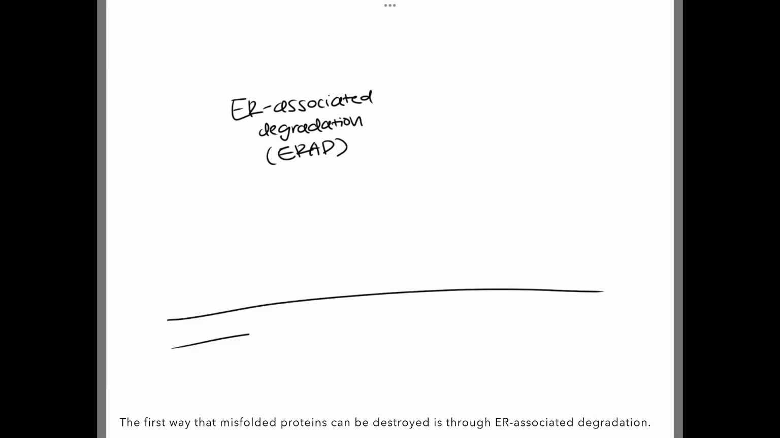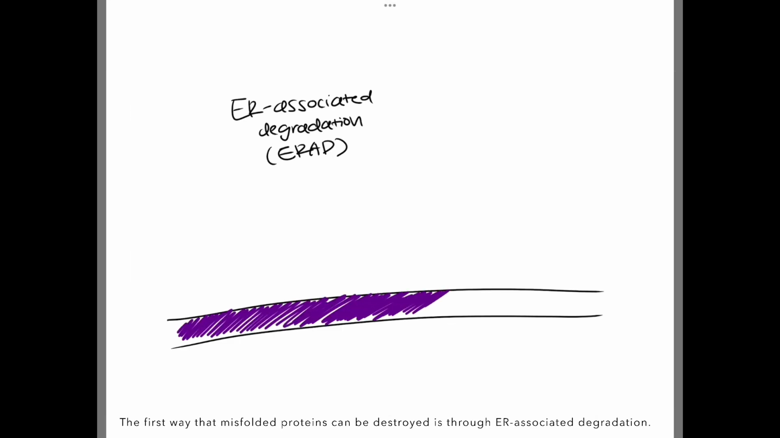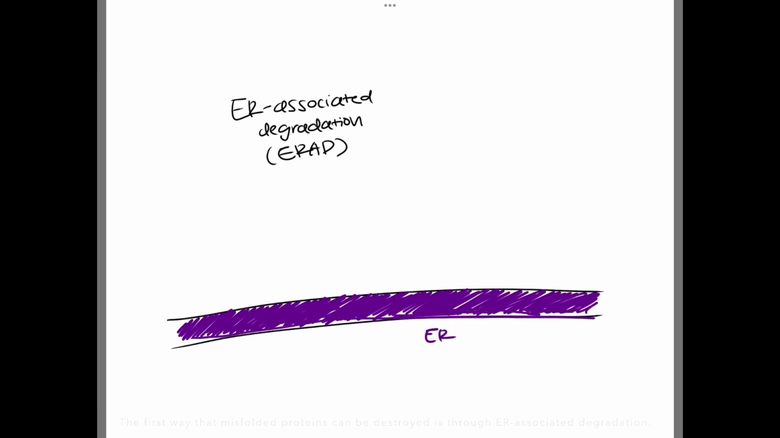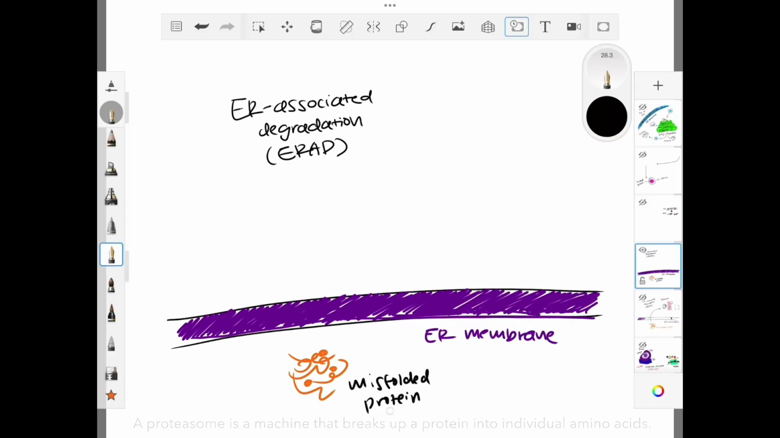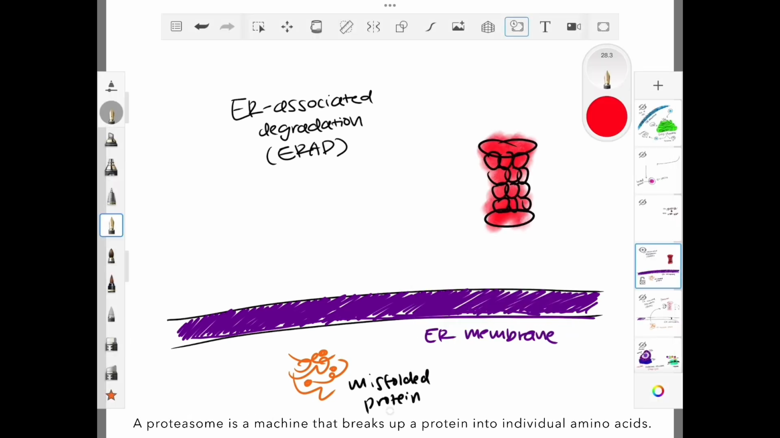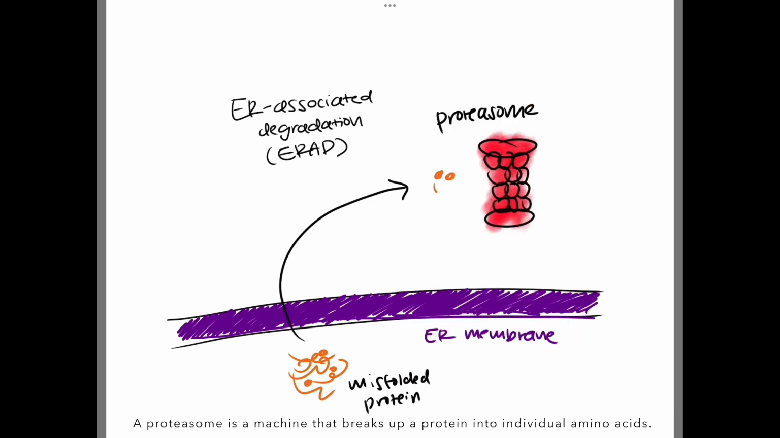The first way that misfolded proteins can be destroyed is through ER-associated degradation. In ERAD, the misfolded protein leaves the ER and is destroyed by a proteasome. A proteasome is a machine that breaks up a protein into individual amino acids.